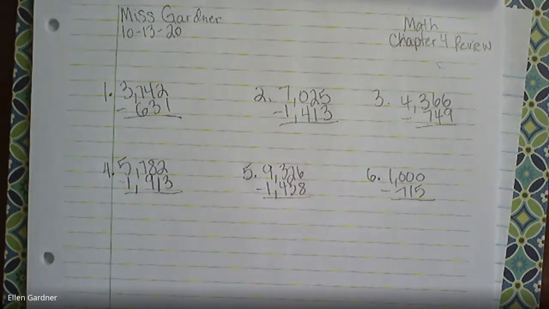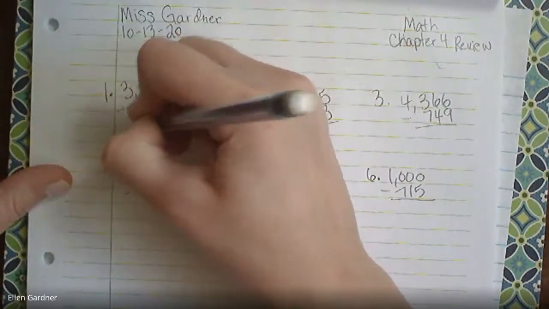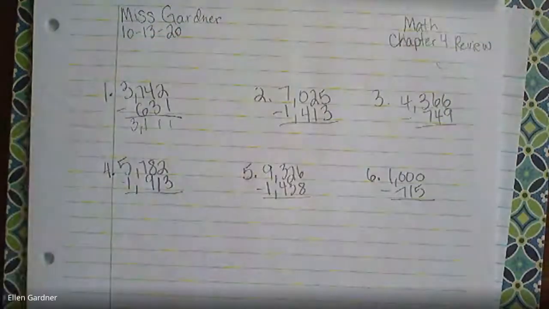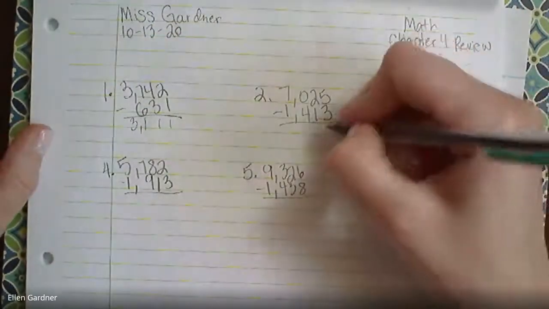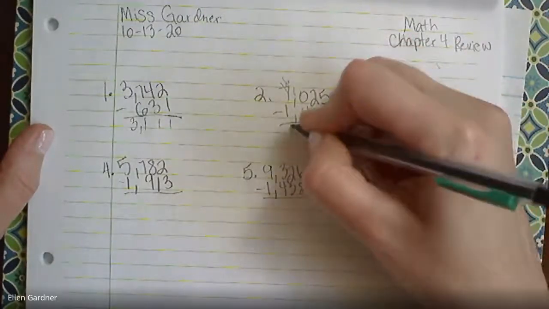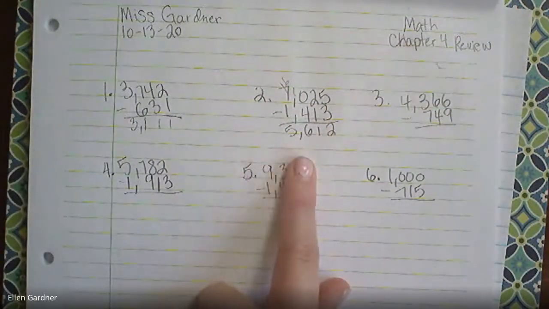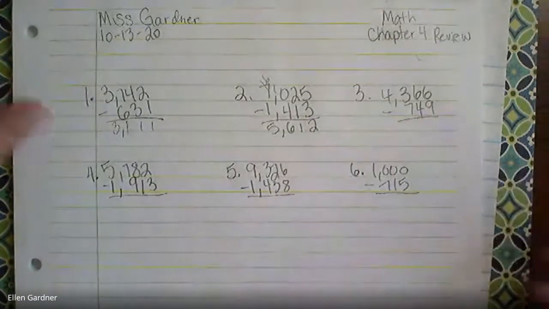Okay, at this point, you should be finished with all of your problems. Let's go over the answers. Got 3,111 there. No regrouping needed. Your answer should be 5,612 here. One place of regrouping needed.